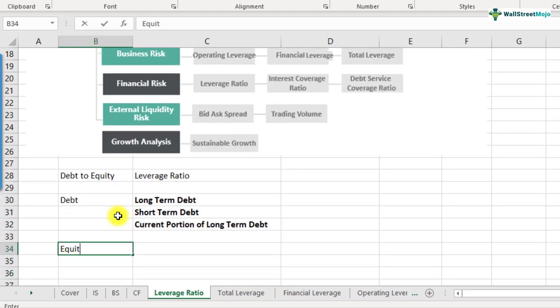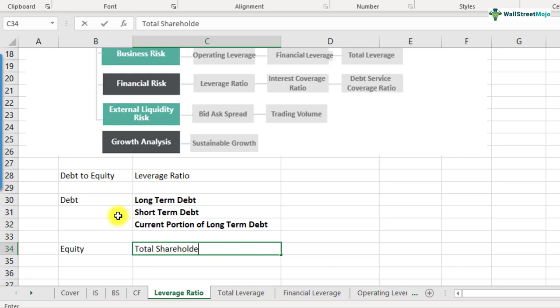And for the equity, we are basically talking about all the equity. So it's like total shareholders' equity. It's a sum total of common stock, then the additional paid-in capital, and then the treasury stocks, etc.